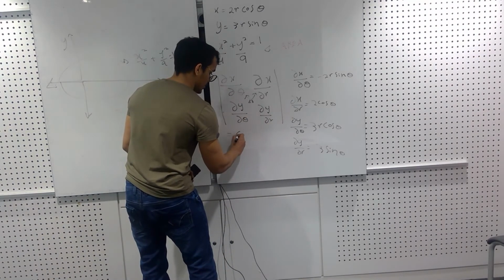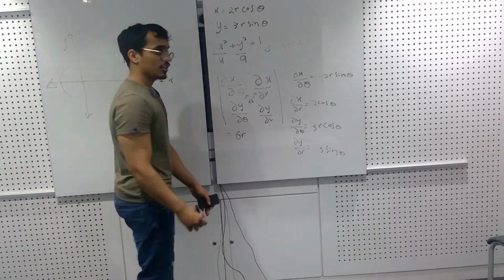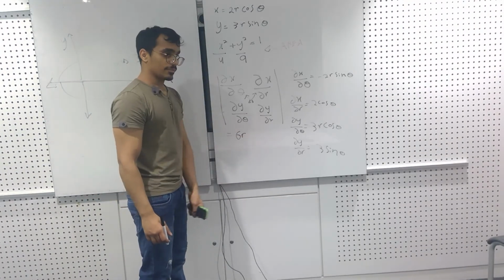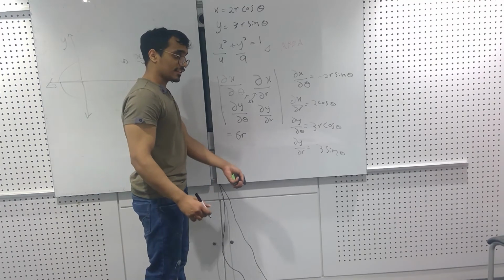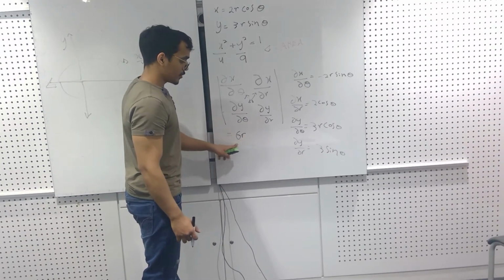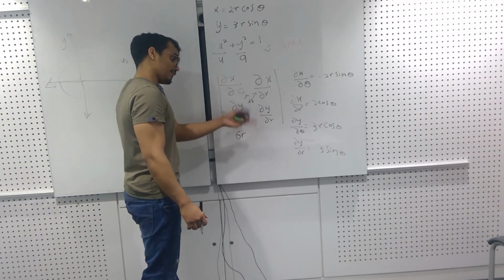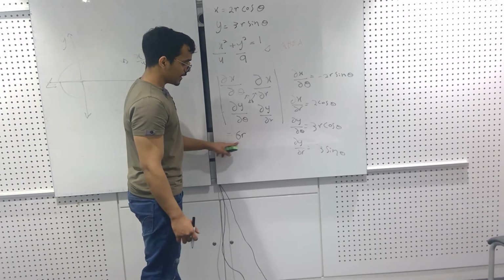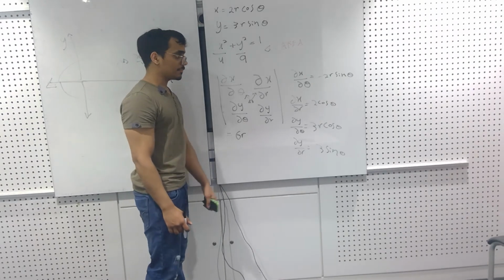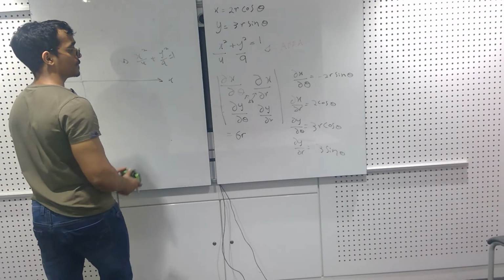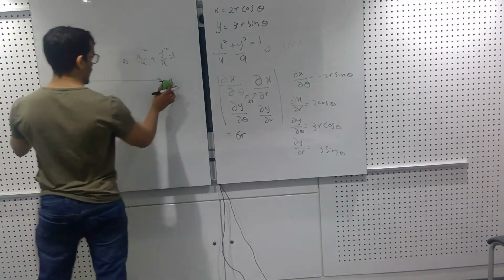So the answer should be equal to 6r, because it will be cosine square plus sine square with the negative for all of them. So it's negative, parentheses, cosine square plus sine square, which should be 1. And the modulus of negative 1 is 1. So the answer will be left as 6r. So that's the first thing in order to evaluate this Jacobian or this problem.